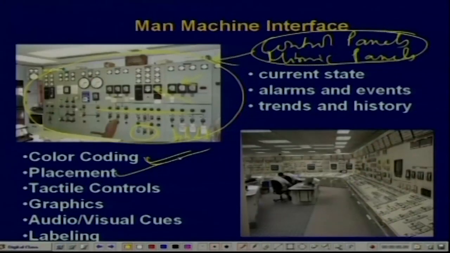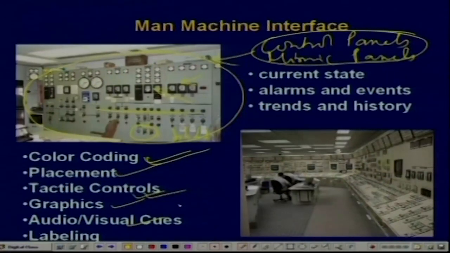See, an operator looks at hundreds of these meters, so they have to be properly color coded so that from a distance he can quickly make out the source of the problem. Placements matter, more important things should be right in front of the operator, and the controls should be such that the operator can operate them closely. So you have various kinds of joysticks and other controls where the operator can conveniently give manual control commands. Of course, graphics, audio-visual clues, alarm annunciations, so some lights glowing, some hooters, and proper labeling, that is, each variable should be properly labeled so that the operator can quickly make out the situation.